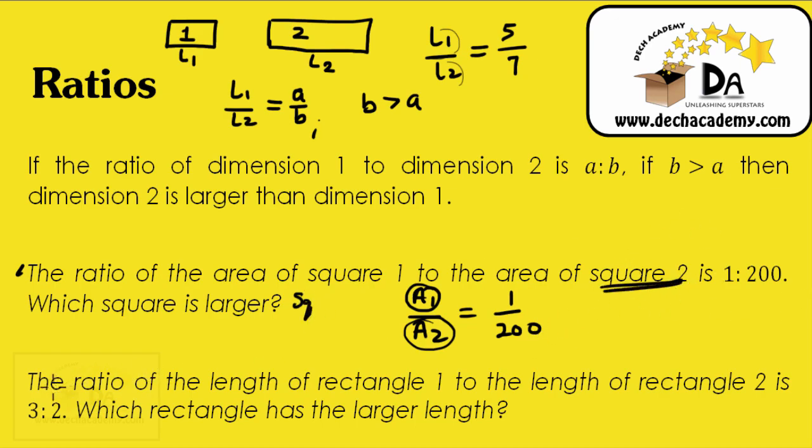The next one says the ratio of the length of rectangle 1 to the length of rectangle 2 is 3 to 2. Which rectangle has the larger length? Well, here it says length of rectangle 1 divided by length of rectangle 2 is 3 to 2. So in fraction, 3 over 2. Which rectangle has the larger length? Well, because 3 is greater than 2, L1 is greater than L2. That means rectangle 1 has the larger length in this case.